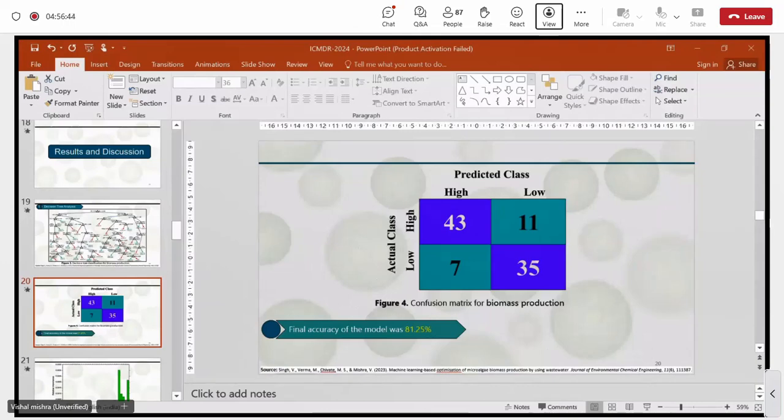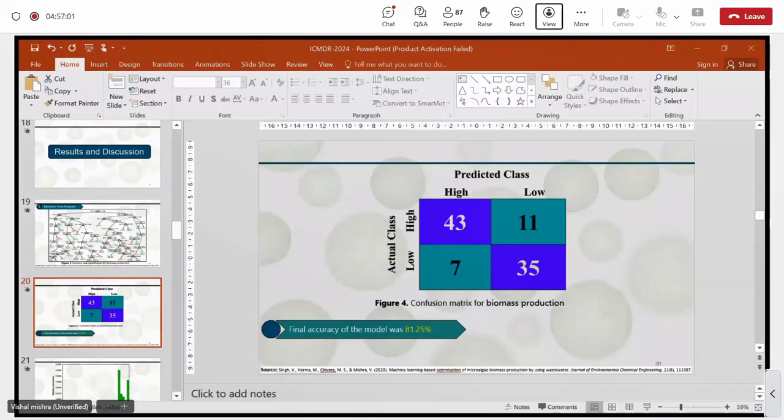Yes, sir. Okay. So the title of the slide is predicted class, high, low, and then low, high actual classes. Fine. So that means it's some kind of confusion matrix for the biomass production.